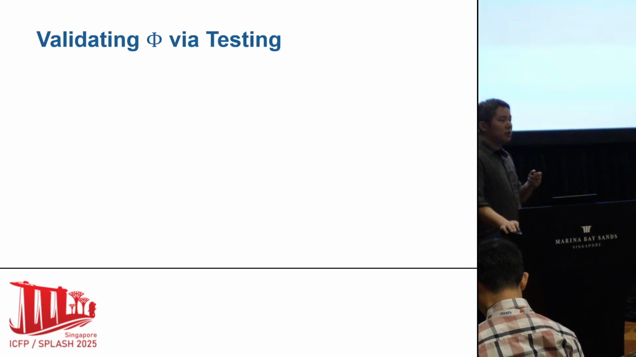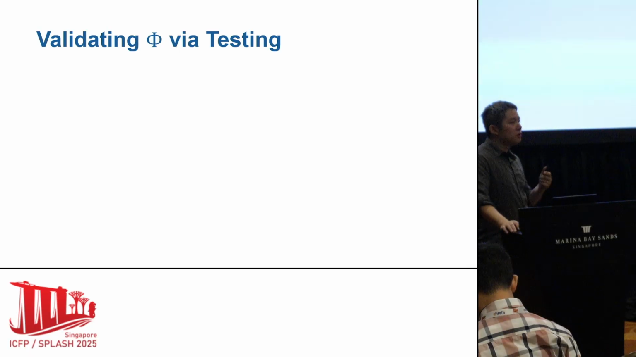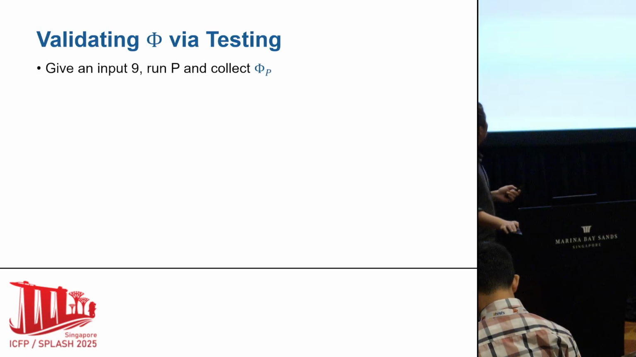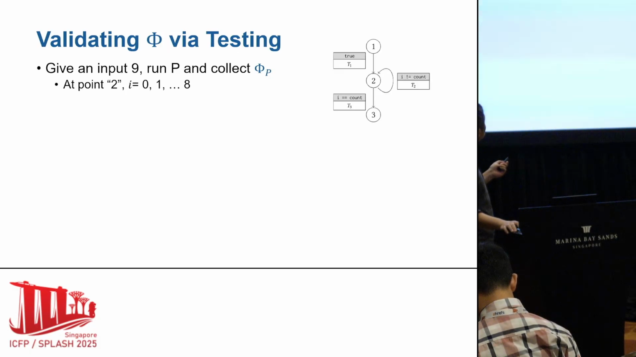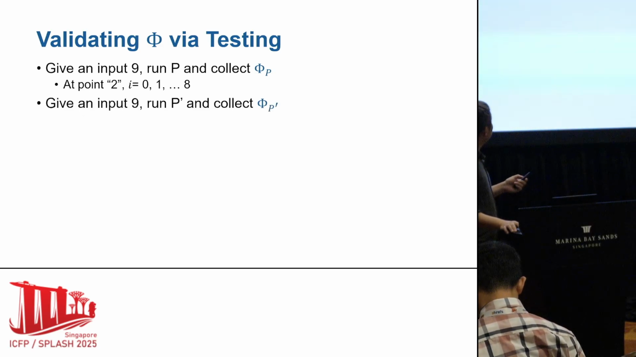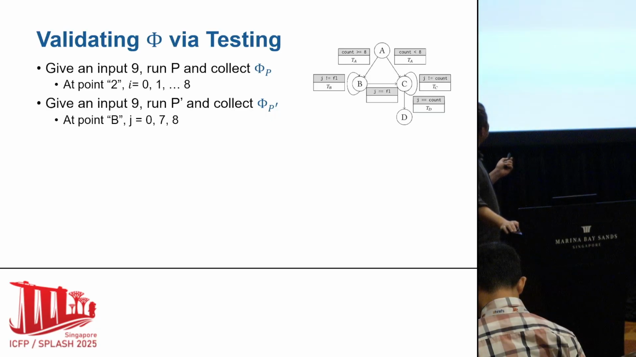Okay, so in a traditional approach, we should think about how do we build such an alignment data structure. We do it by testing. For your input program, unoptimized program P, we generate some random inputs, and then we collect the property. For example, at program point 2, this variable i will get 9 values, 0 to 8. And we do the same thing for the optimized program. In this case, let's say for program point B, the corresponding variable j gets the values 0 and 8.